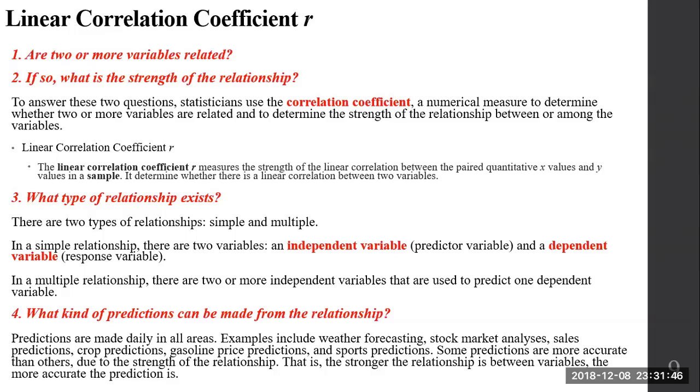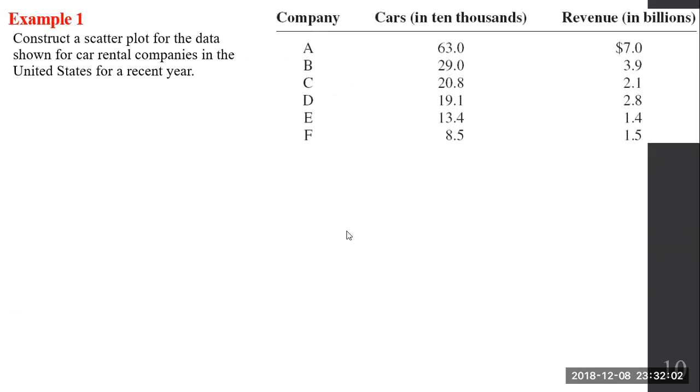Some predictions are more accurate than others due to the strength of the relationship. That is, the stronger the relationship is between variables, the more accurate the prediction is. So let's take a look at this example.